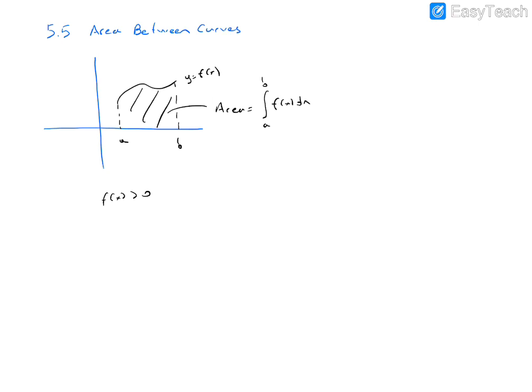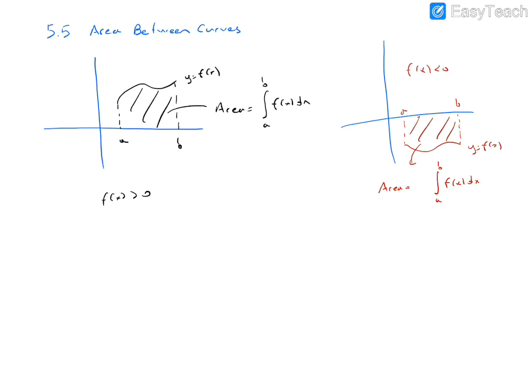If f of x is negative, like this one, y equals f of x, here f of x is negative, so the area between y equals f of x and the x-axis is this area. This area is not equal to the integral from a to b of f of x dx, because the function is always negative. So this is minus 1 times the area of the region. So minus the definite integral of f of x from a to b gives us the area of this region.